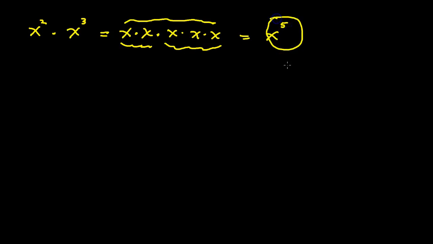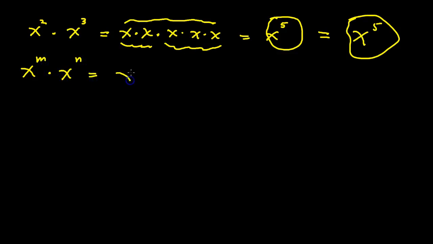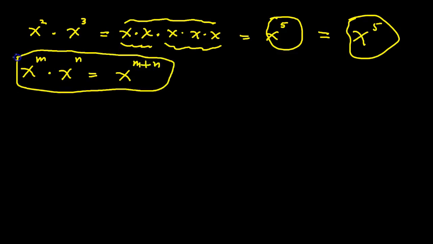Which suggests a rule in general. If I've got x to the mth power, an unspecified exponent, times x to the nth power, I'll just keep that same base and add the exponents. So x to the m times x to the n is x to the m plus n. Okay?